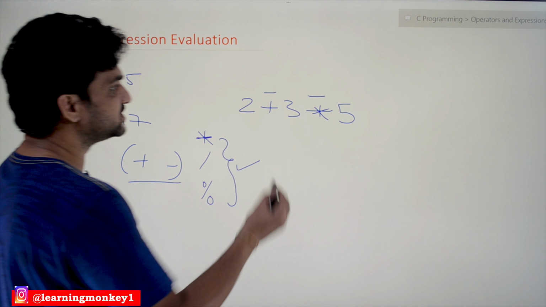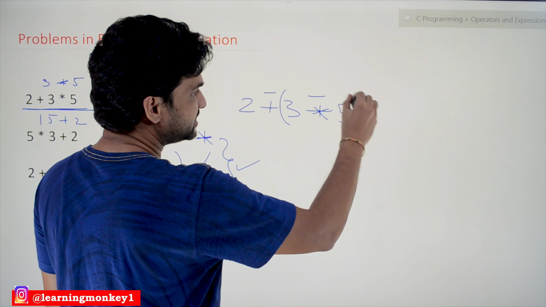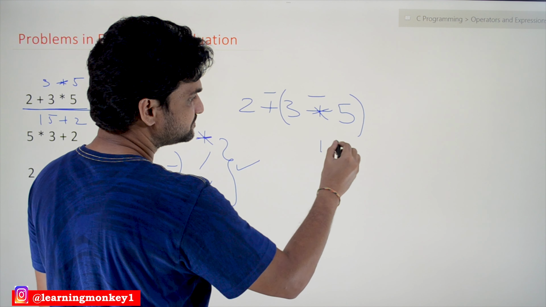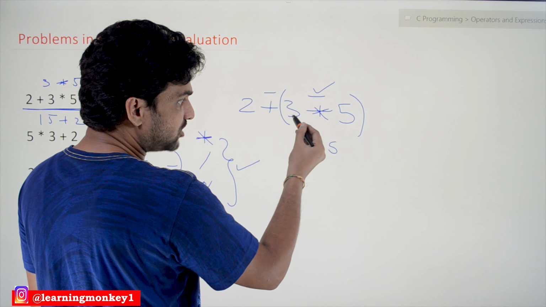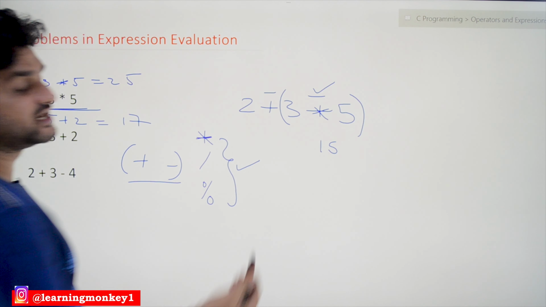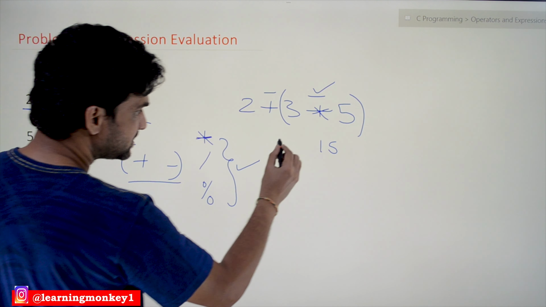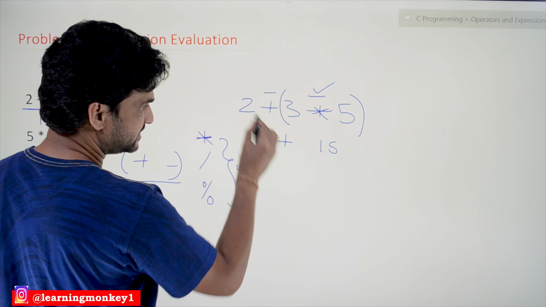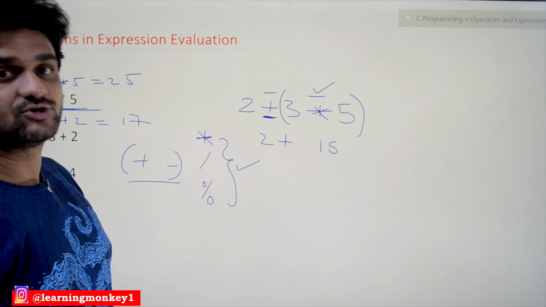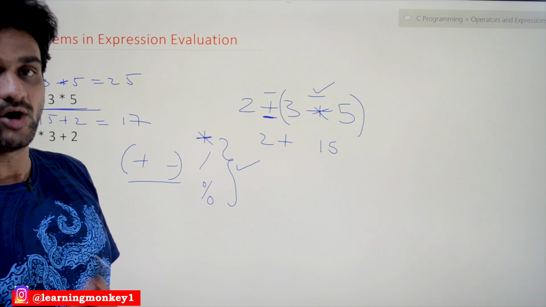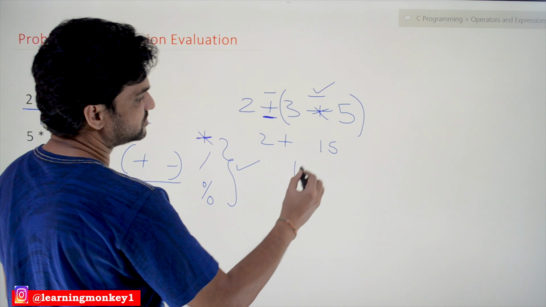Based upon that, this one will get evaluated first. 5 into 3 is 15. The operands around this operator will get evaluated, meaning 15, and next this one will get evaluated because plus has lesser precedence when compared to multiplicative operators. So the output is going to be 17.